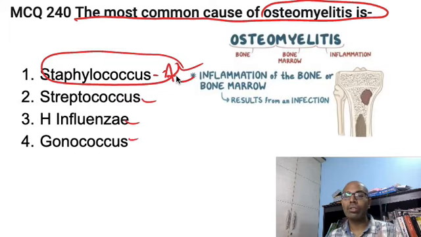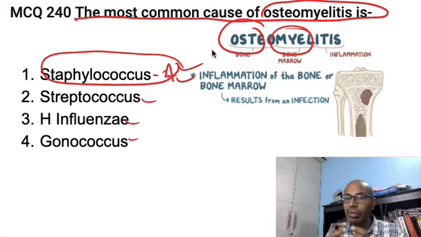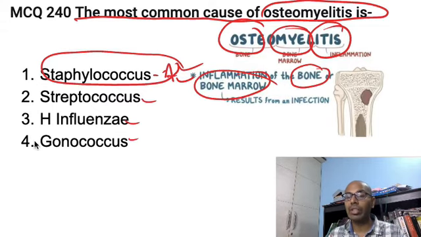So what is osteomyelitis basically? So osteomyelitis, the definition is in the term itself, right? Osteo means bone, myelo means bone marrow, and itis is inflammation, right? So inflammation of the bone and its marrow is called osteomyelitis, and that is basically infection, and it results from infection of the bone and the marrow. So that is osteomyelitis, right?